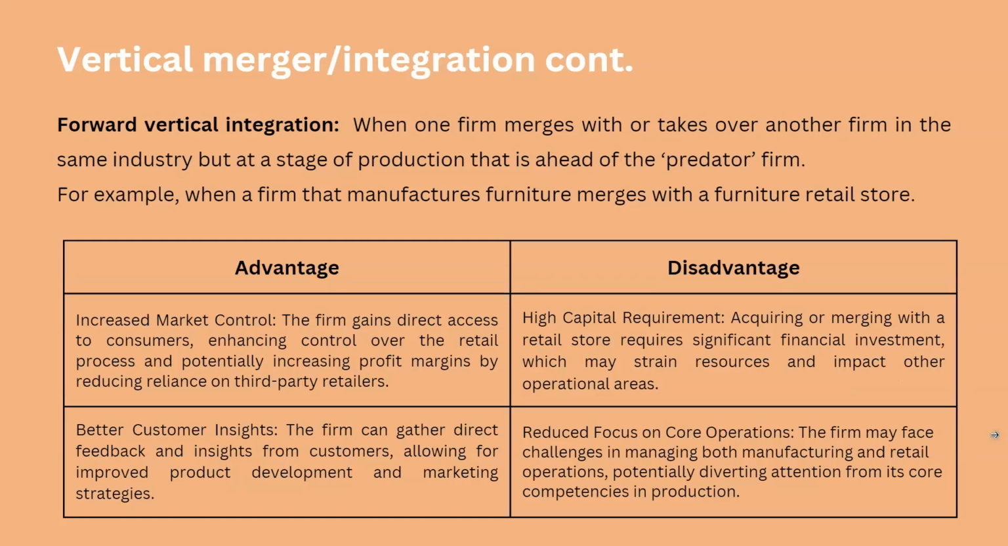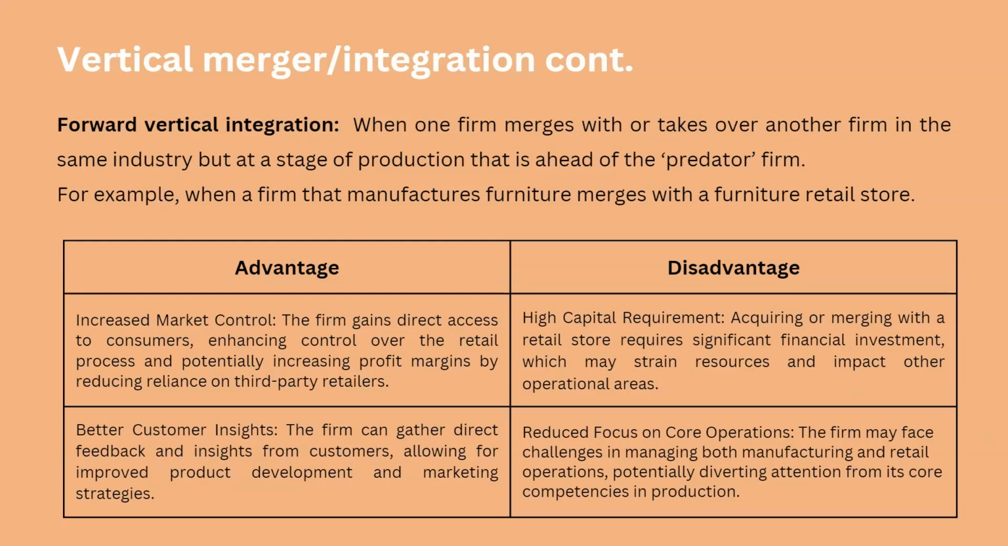Then we have forward vertical. It's when one firm merges with one step ahead of the stage of production. For example, manufacturing furniture merges with furniture retail store. So you are manufacturing the business and working with somebody who sells the furniture.